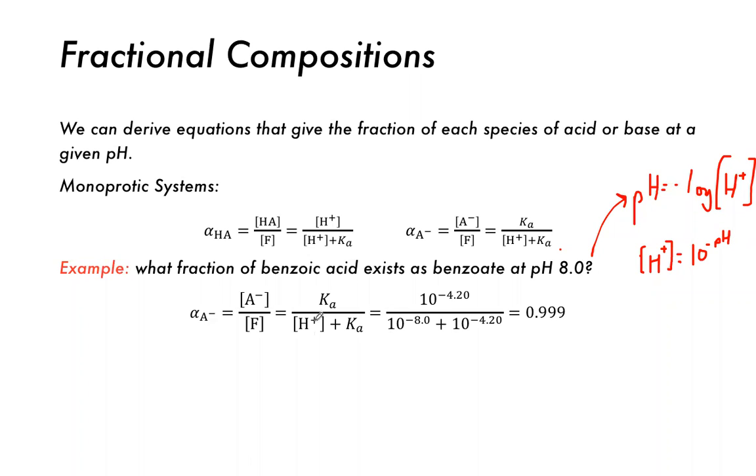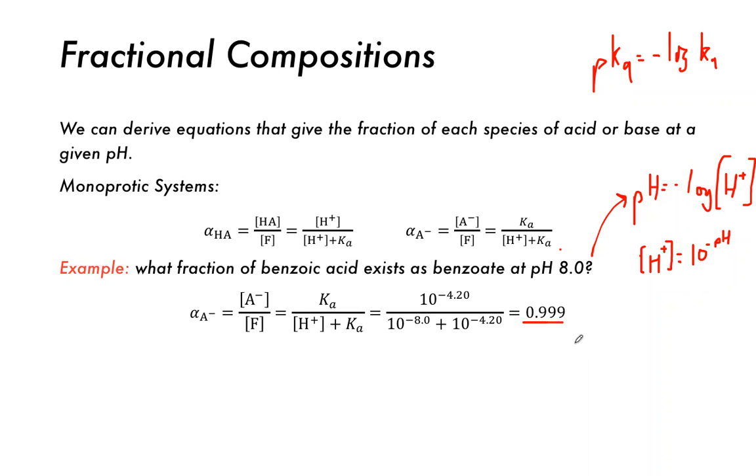Since we're given the pH value, we can fill this in here. So it's 10 to the minus 8.0, because pH is 8.0, plus the Ka value. Since we know pKa is 4.20, the Ka value is going to be 10 to the minus 4.20. Again, it's a similar process. pKa is equal to minus log 10 of Ka. Just rearrange that, and you get Ka as being equal to 10 to the minus pKa. So fill in those values, and you'll get an answer of 0.999 as the fraction of 1 that is benzoate.